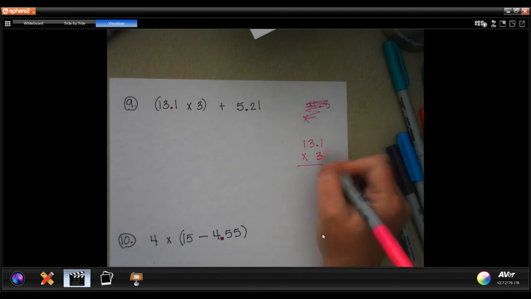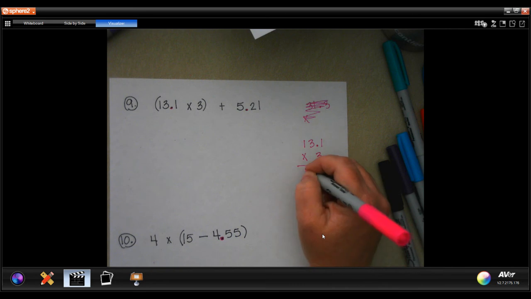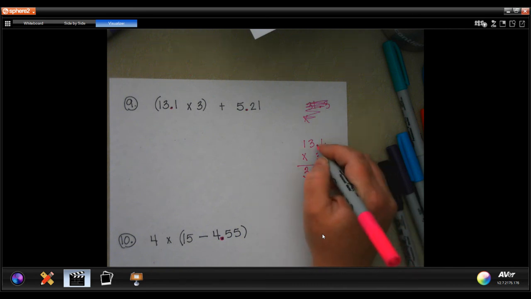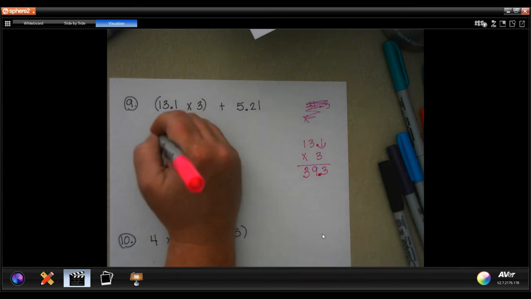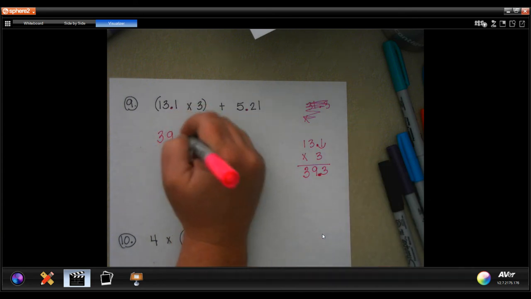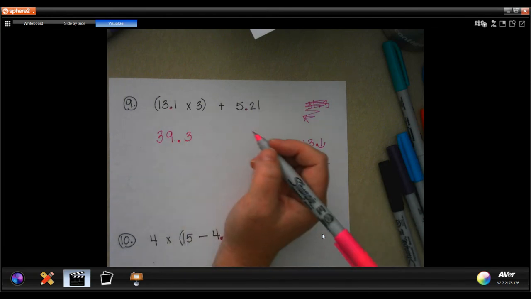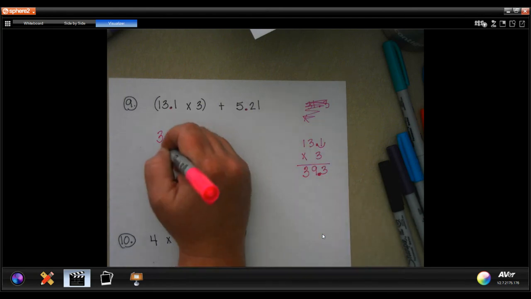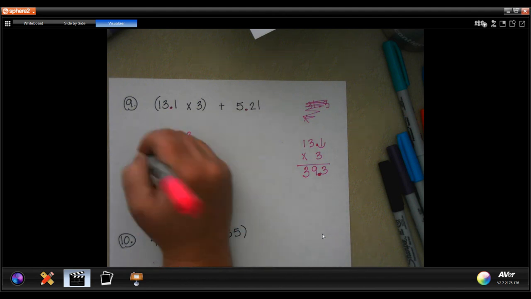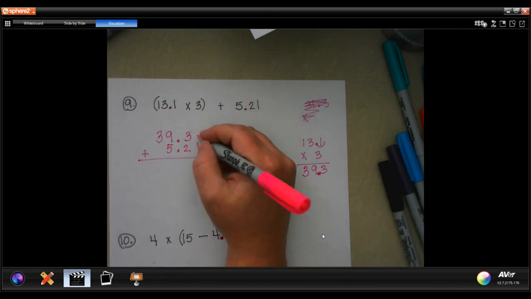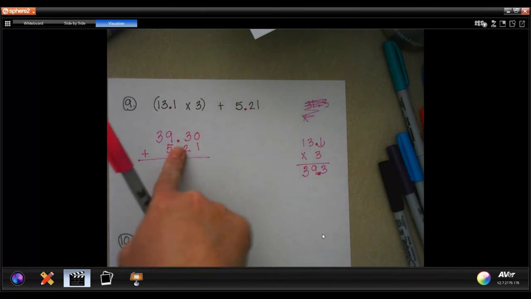Now 3 times 1 is 3. 3 times 3 is 9, and 3 times 1 is 3. But I went in 1 time for my decimal here, so I need to come in 1 time for my decimal here. So now I have 39.3, and I have to add 5.21. If you'll remember that in adding and subtracting decimals, you have to line up your decimal. And we're adding that. If you don't like having a number hanging out over the edge without a number above it, write a 0. It's after the decimal, it's fine.